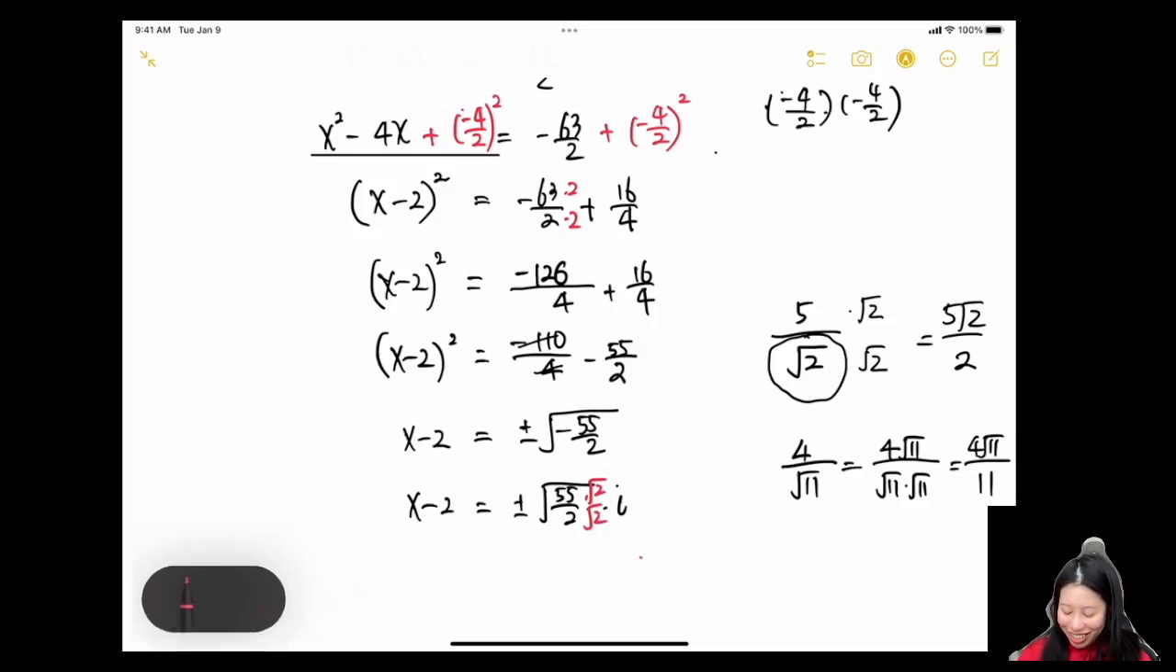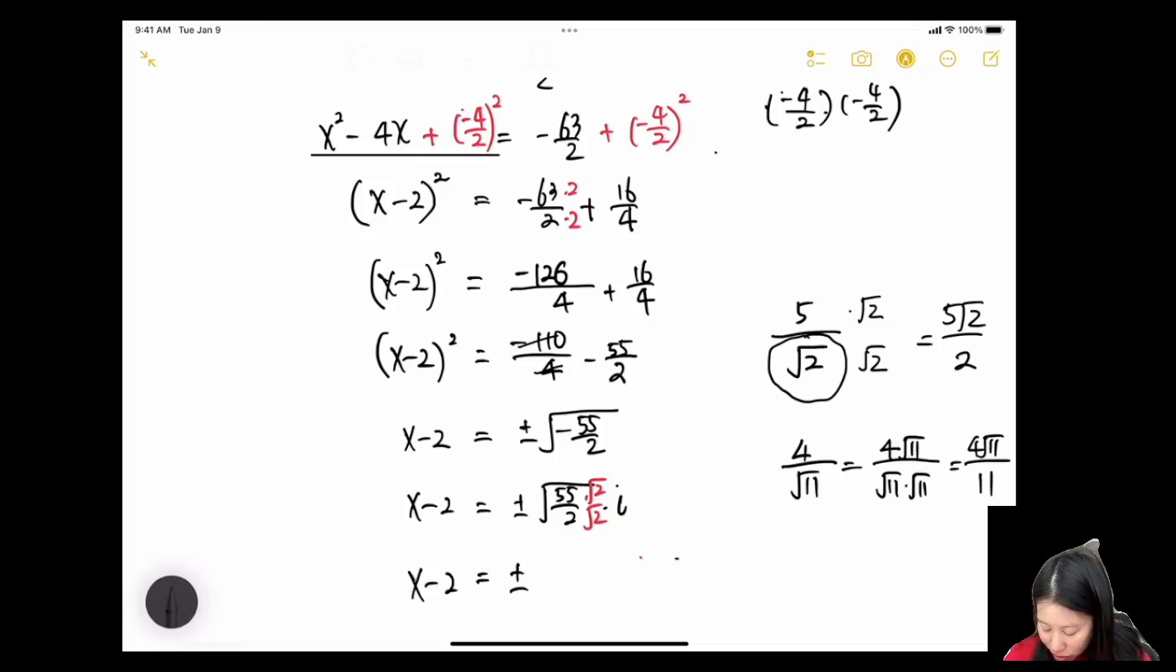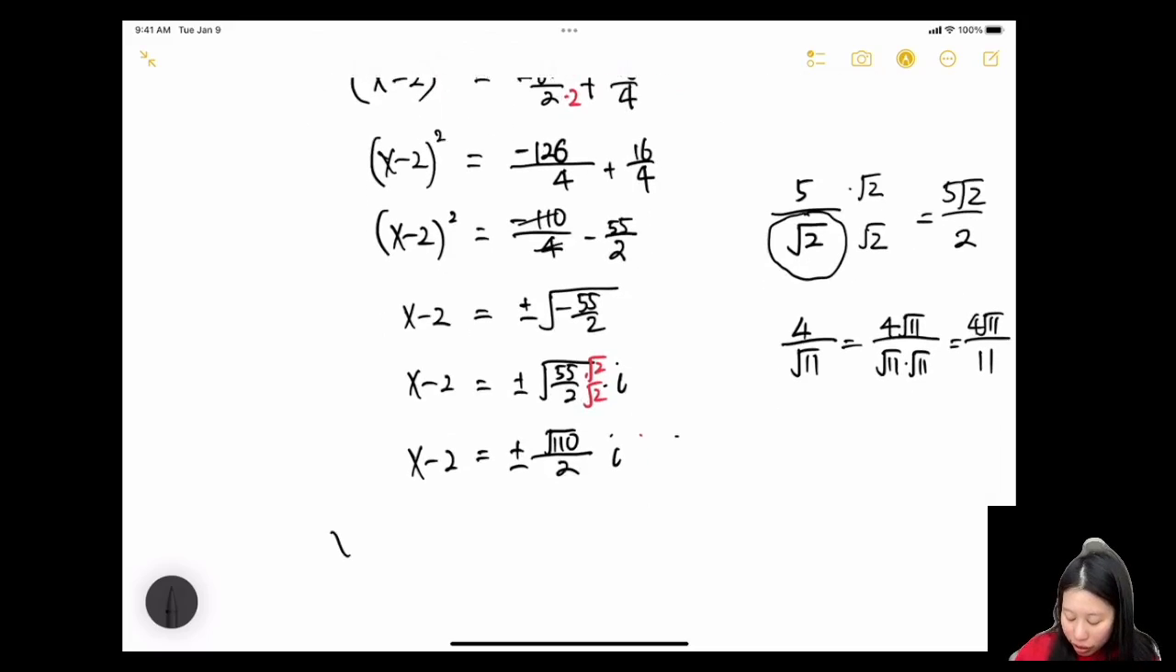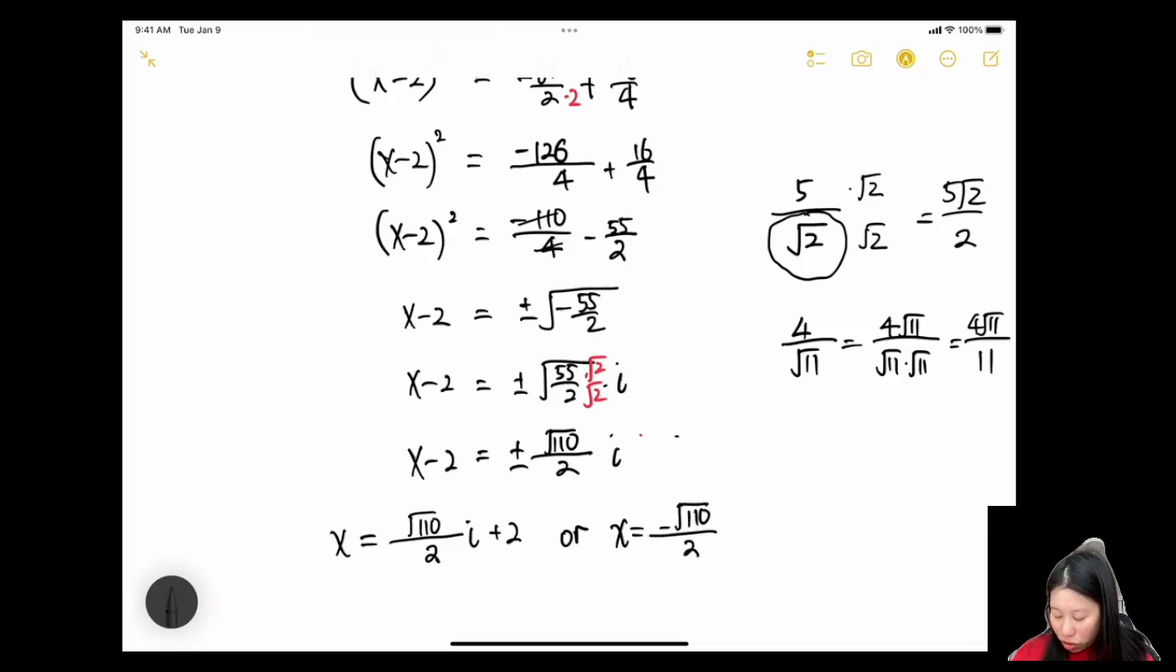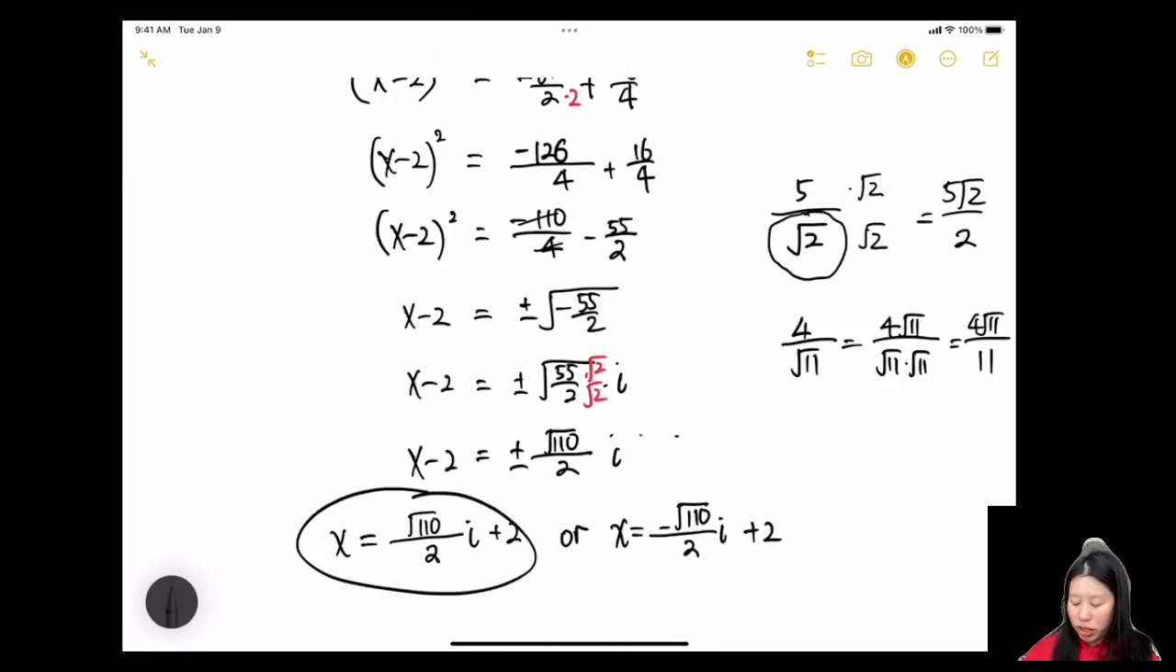So basically, okay, x minus 2 equals positive and negative square root of 110 over 2 times i. So x either equals positive square root of 110 over 2 times i plus 2, or x equals negative square root of 110 over 2 times i plus 2. So these two are the solutions.